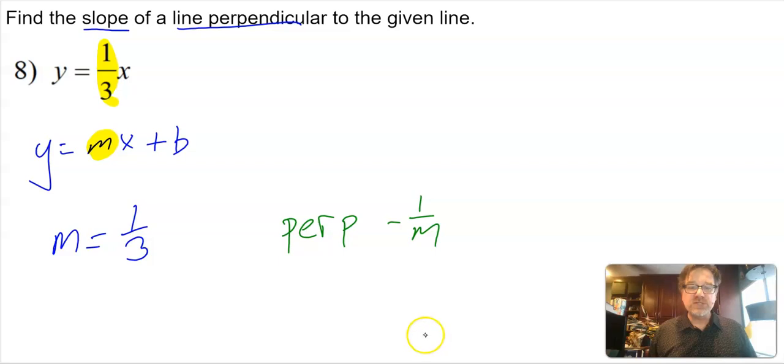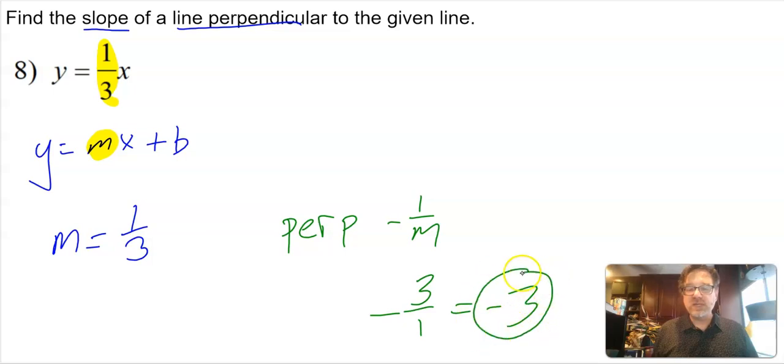Change the sign. So I'm going to take 1/3, the fraction 1/3, and I'm going to flip it upside down. That becomes 3. 3 over 1 is 3, so 3 over 1. Change it from a positive to a negative. Now, nobody says negative 3 over 1. We just say negative 3. So the answer for number 8 is negative 3.